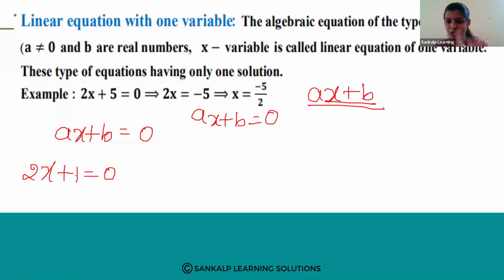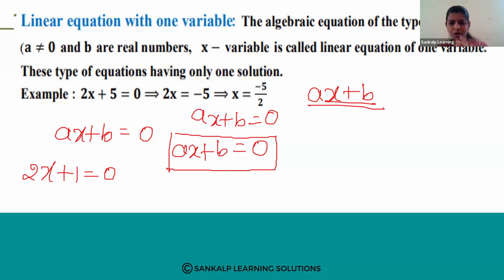So what is the difference between polynomial and equation? In case of polynomial, we do not use the equal to sign, but here we are using the equal to sign, right? So ax plus b equal to 0 is the general form of linear equation. Why is it called a linear equation? Because the variable power is 1. How many variables are there in this equation? Only one variable, right? So x is the only variable. Therefore, we call this equation a linear equation with one variable.